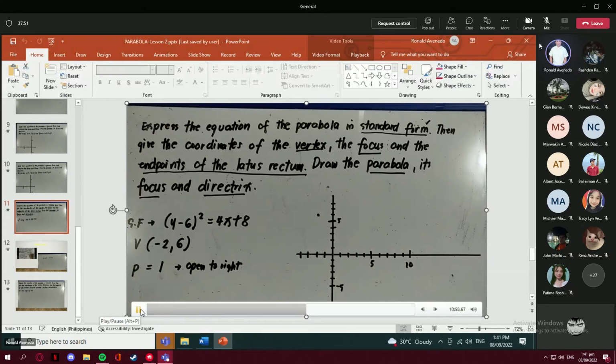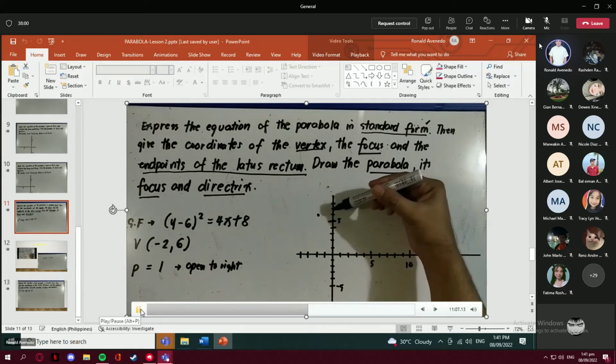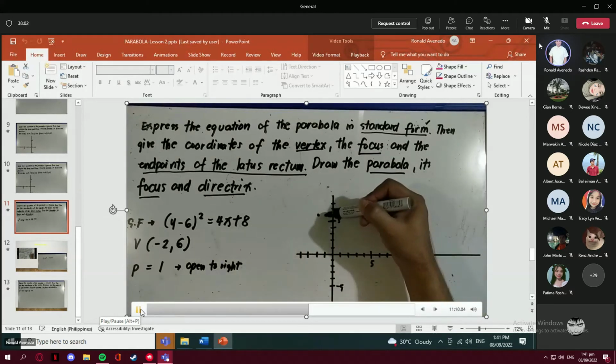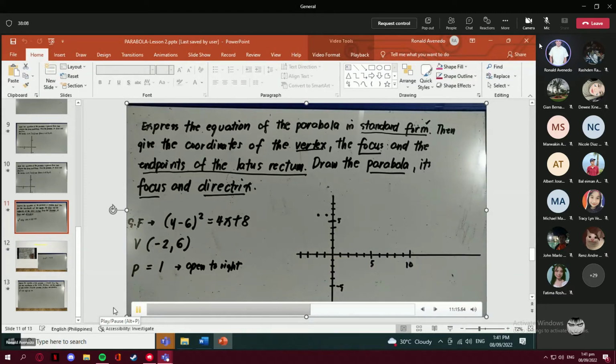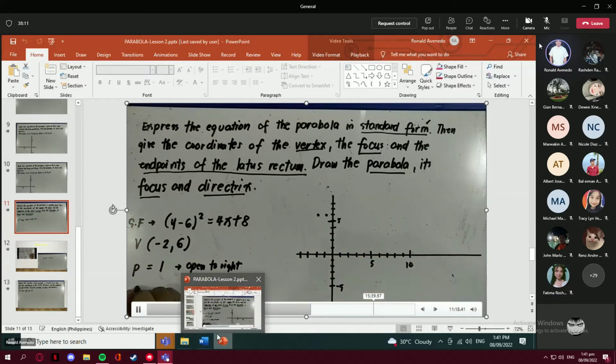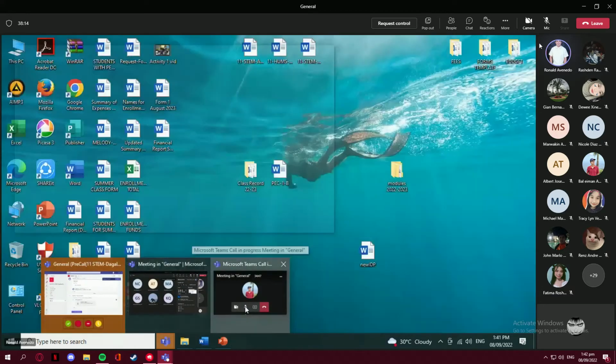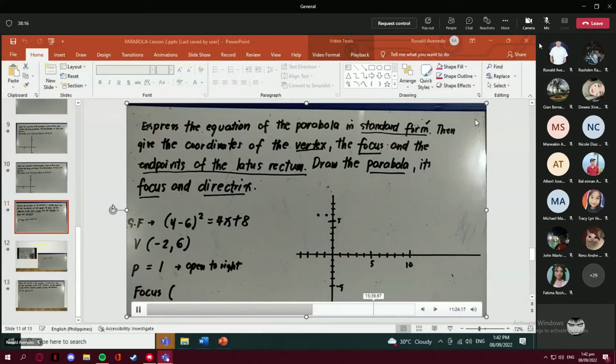So, P is the distance from the vertex to the focus. So, we will just count 1 going to the right, since this is open to the right. So, this is our focus. Our focus has the coordinates of... We should know how to get coordinates. So, our x is negative 1. Our y is 1, 2, 3, 4, 5, 6. So, our focus is negative 1, 6.